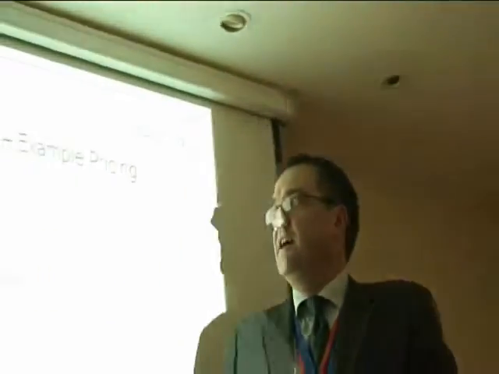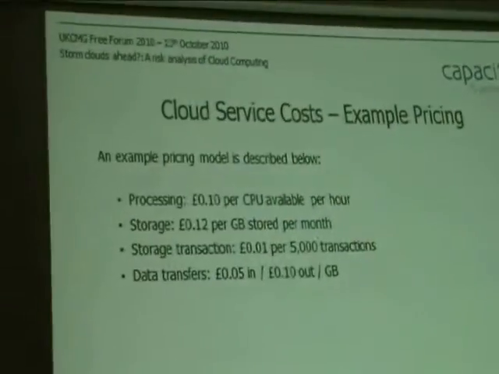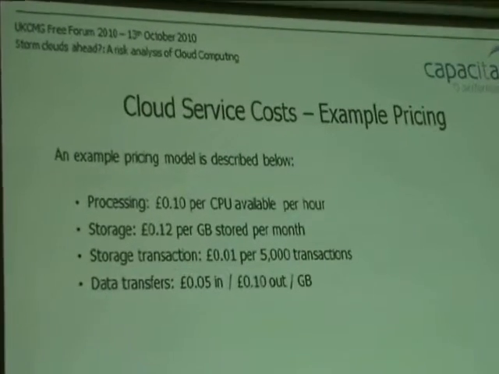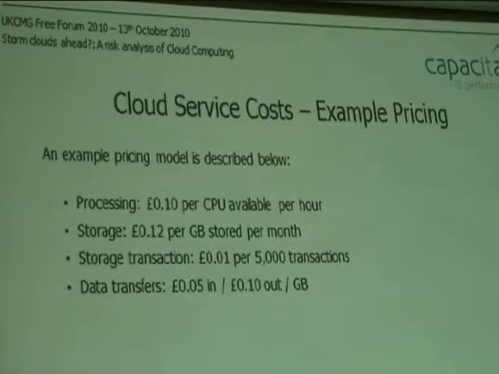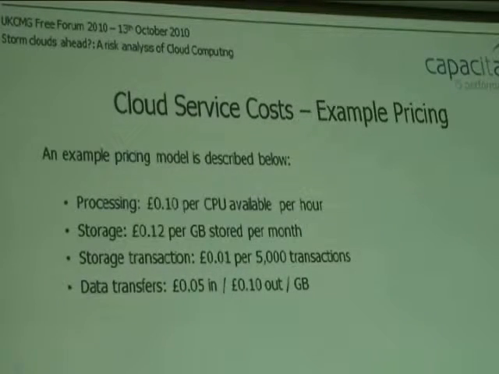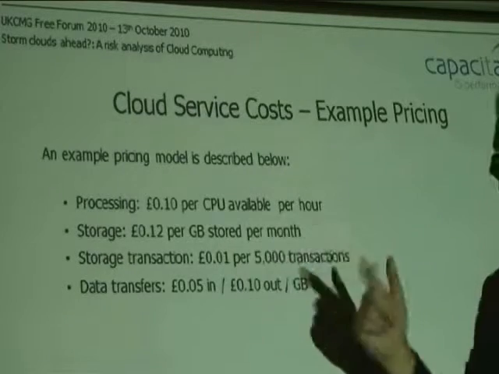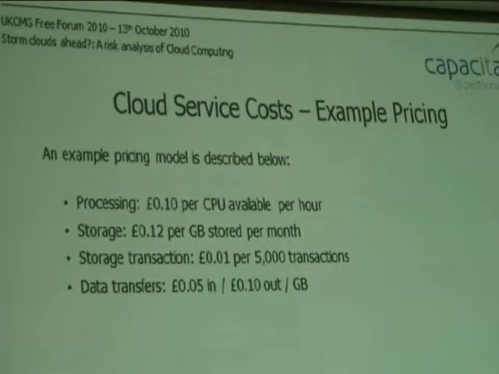So processing, 10 pence per CPU available per hour. Storage, 12 pence per gigabyte stored per month. Storage transaction, so that's each storage transaction you make, is 1 pence per 5,000 transactions, and data transfers 5 pence in and 10 pence out per gigabyte.